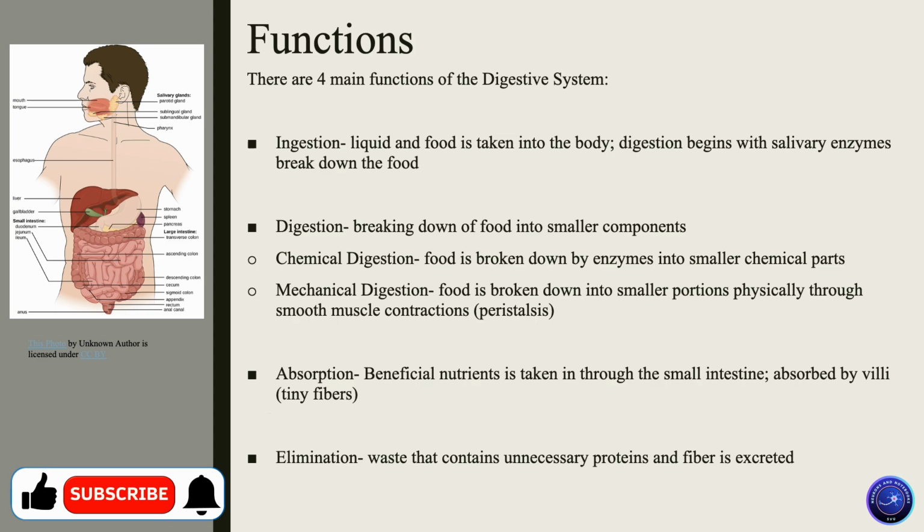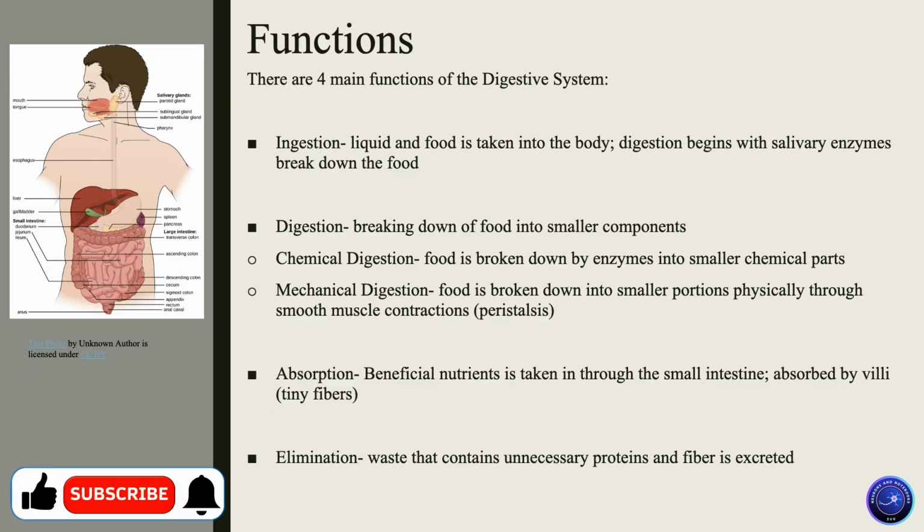Next, we have digestion, which is the breaking down of food into smaller parts. There are two types of digestion that we're going to be focusing on: chemical and mechanical. Chemical digestion is when food is broken down by chemicals, acids, or enzymes. And mechanical digestion is when food is broken down physically through smooth muscle contractions. This is also known as peristalsis. And another word for mechanical digestion is physical digestion.